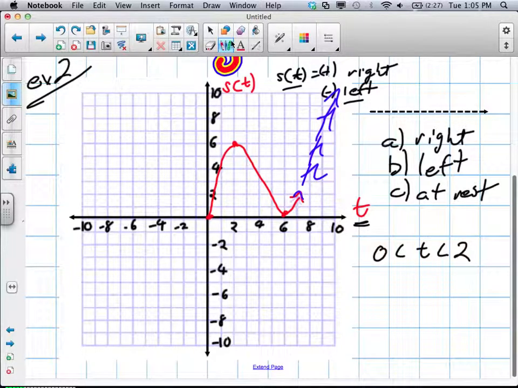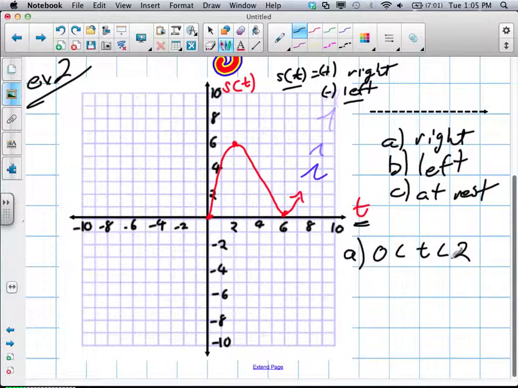Okay? So, in terms of A, it's heading to the right between 0 and 2, and when t, or in time, is greater than 6 seconds. So between 0 and 2 seconds, and after 6 seconds, it is heading to the right. So we'll go green for going to the right, we'll call it. Okay? So that's when it's going to the right.